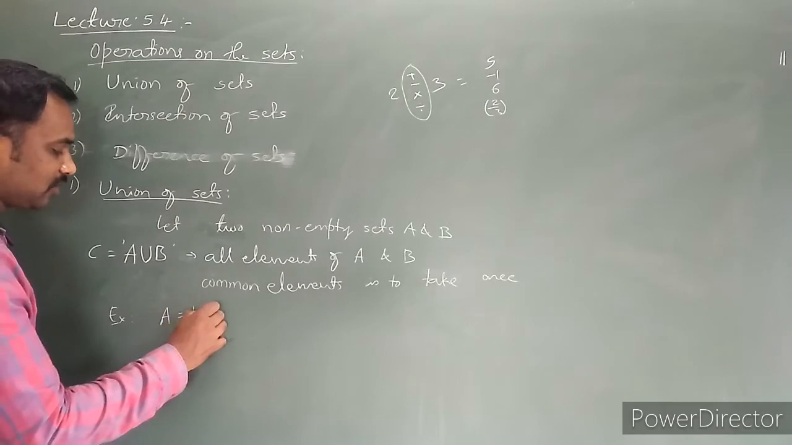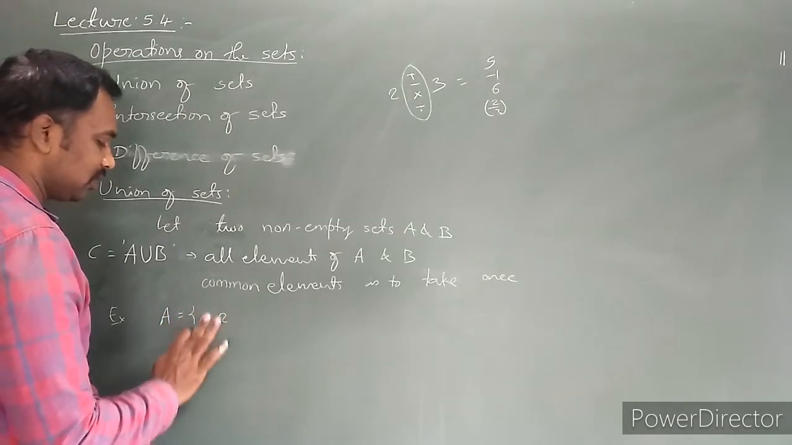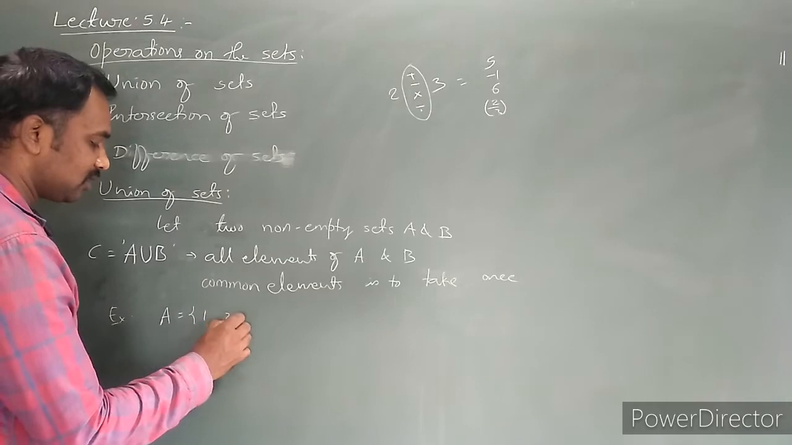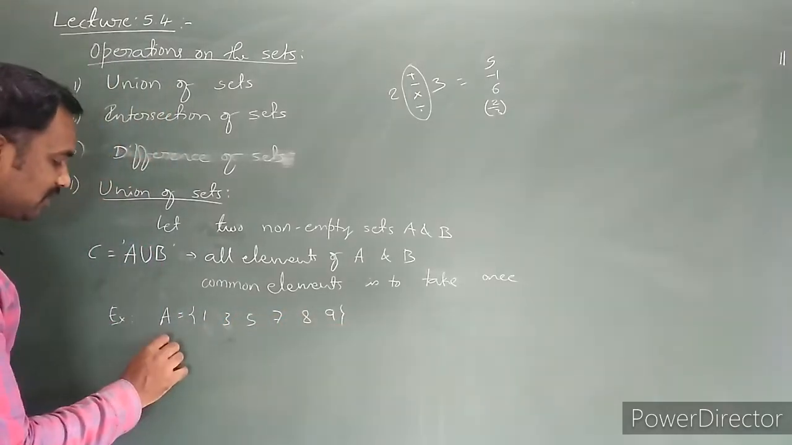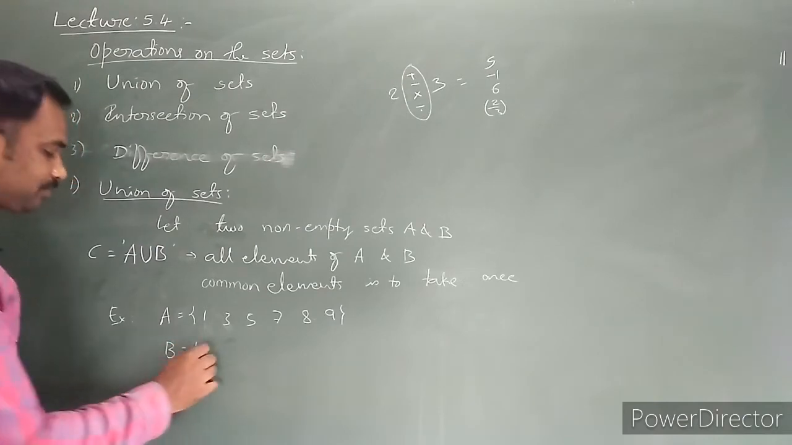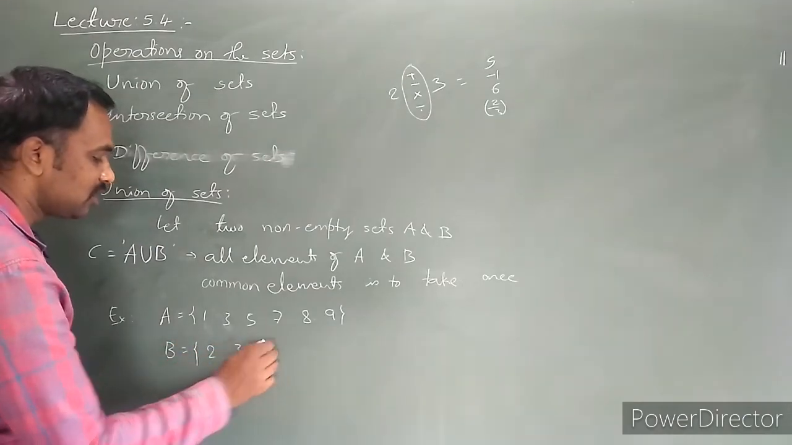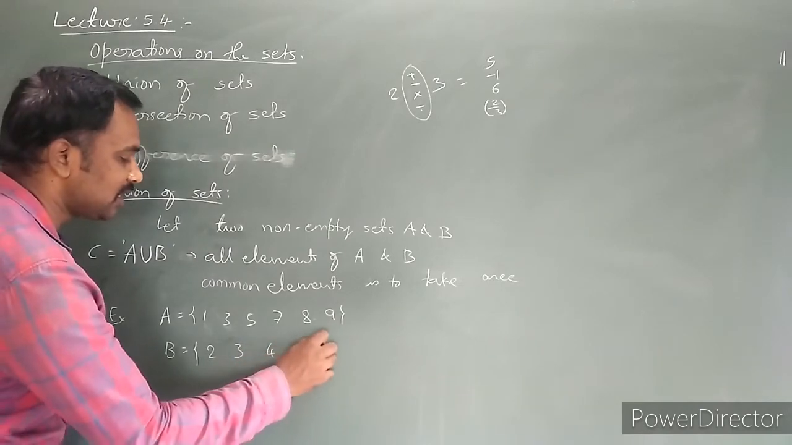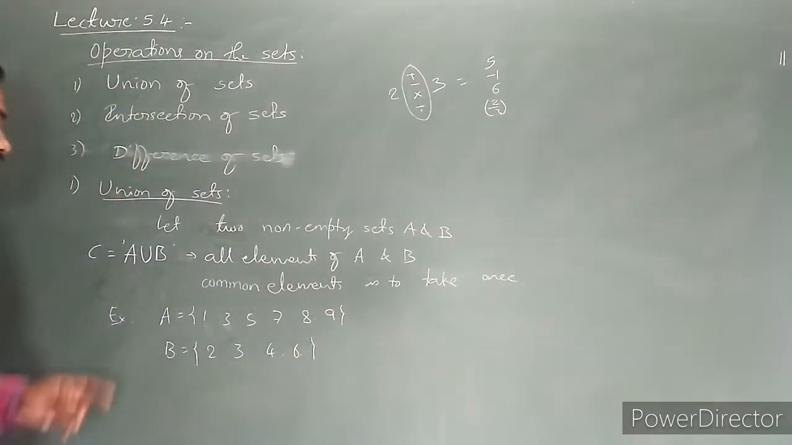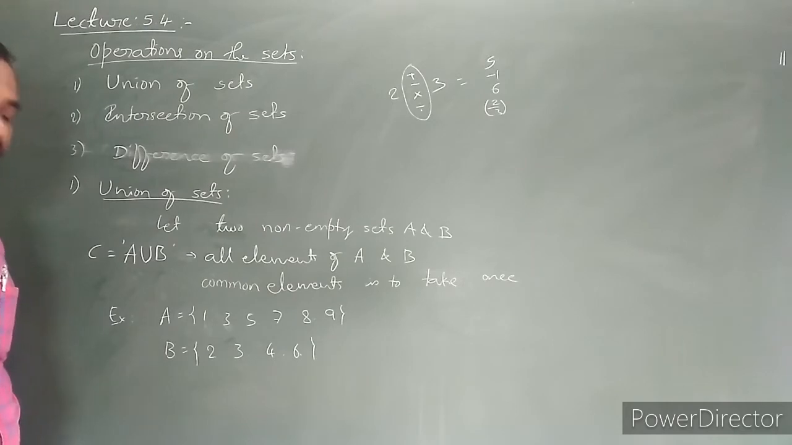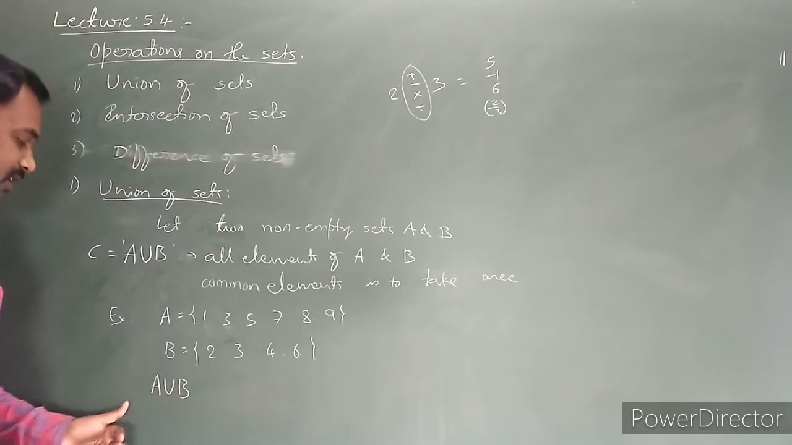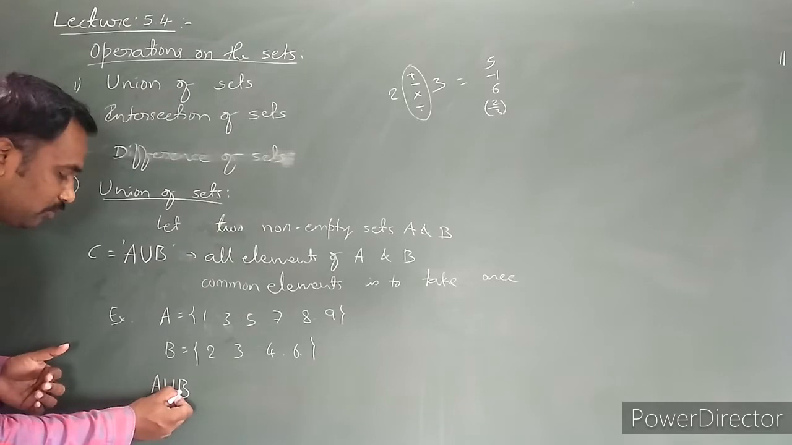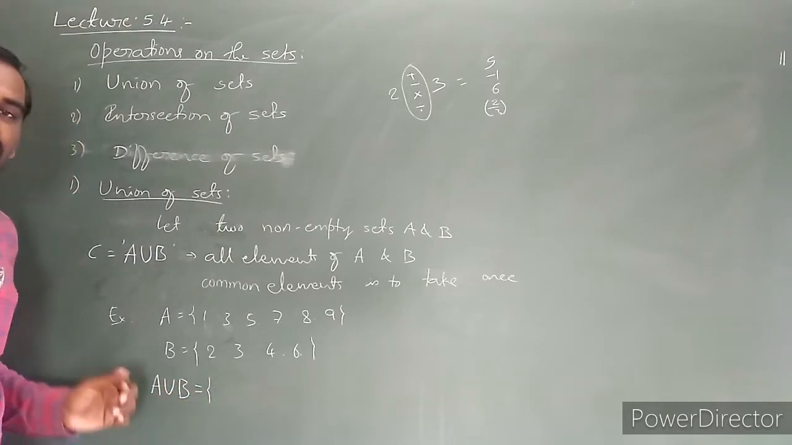Suppose the set A is equal to 1, 3, 5, 7, 8, 9. Similarly, the set B contains 2, 3, 4, 6. A and B are two non-empty sets. I would like to take the union of these two sets. What is the union of the two sets? It is denoted by A union B, read as A union B, which is equal to, and it is also a set.